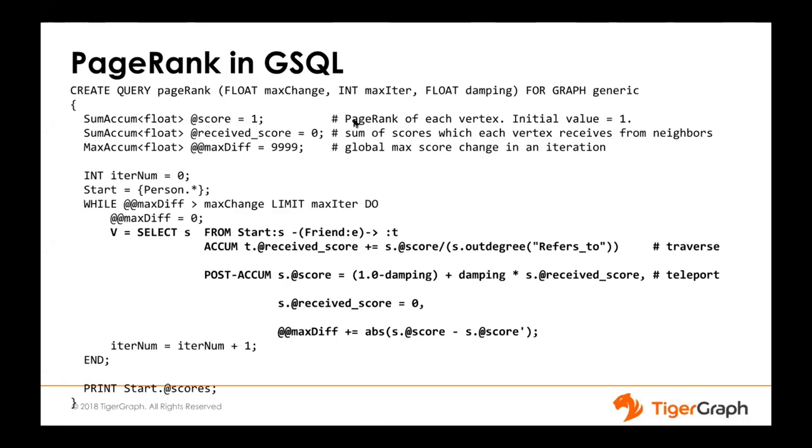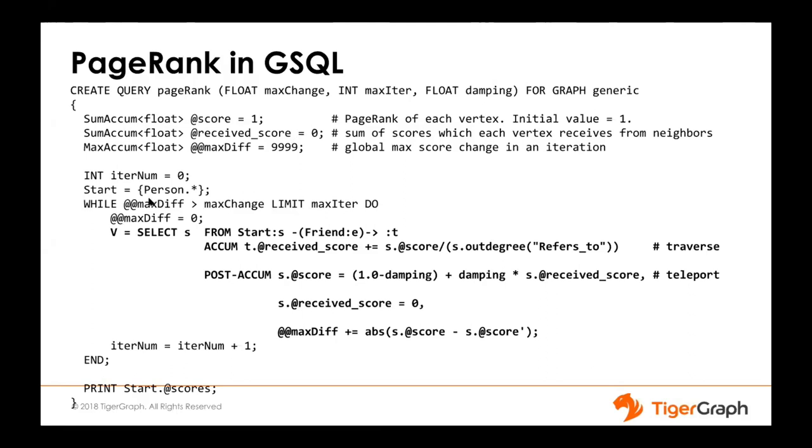Score is the current PageRank of a node. Received score, that's while we're computing the intermediate calculation, how much score have you received from your in neighbors, which will be used to compute the score for the next round. And max diff is sort of a technical factor used for deciding whether we have stopped changing scores or not. We say, well, initially, let's assume that we're changing by a really high number and see if each time we are changing by less and less.